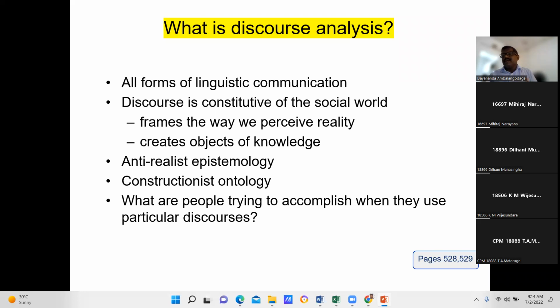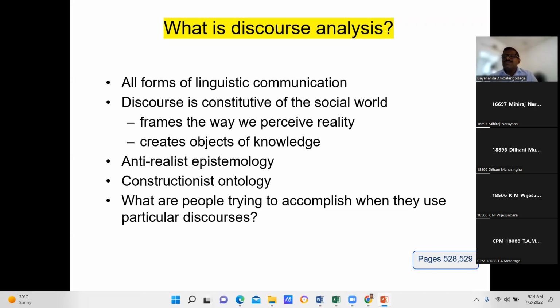To understand that, you need a different, alternative way of doing research. Constructionist ontology means we assume that reality is being constructed by people. So we believe that language is constructing the social world or society. What are people trying to accomplish when they use particular discourses? You see the media, in recent days, asked people to bring the yellow t-shirt. What did they do? They created the social world.